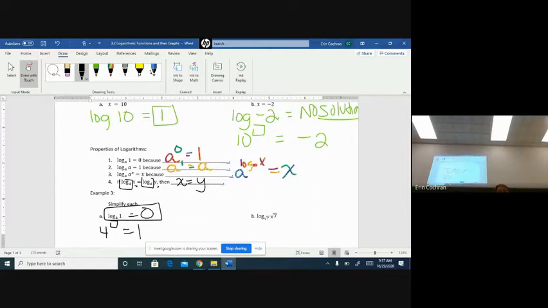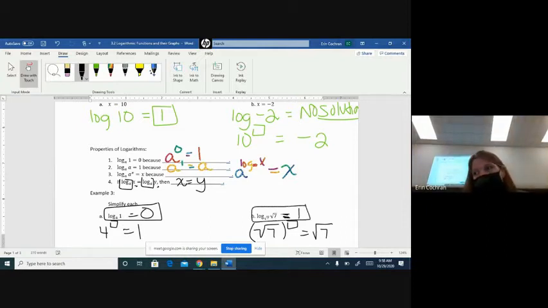What would log square root of 7 of square root of 7 equal? So we're looking at the square root of 7 raised to what power is equal to the square root of 7? It would be 1. That makes sense to you guys?